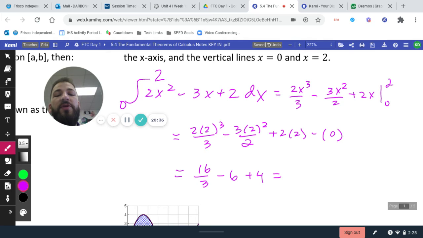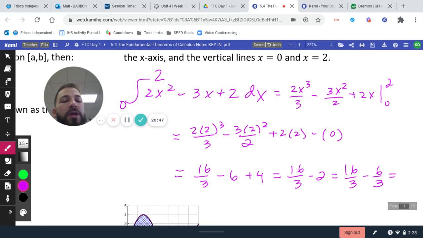So then 16 over 3 minus 6 plus 4, minus 6 and plus 4 becomes minus 2, so 16 over 3 minus 2, which becomes 16 over 3 minus 6 over 3, which is just equal to 10/3.